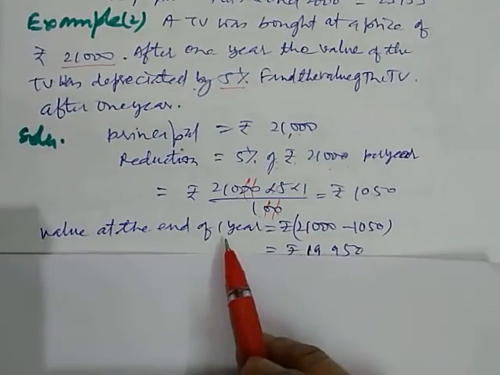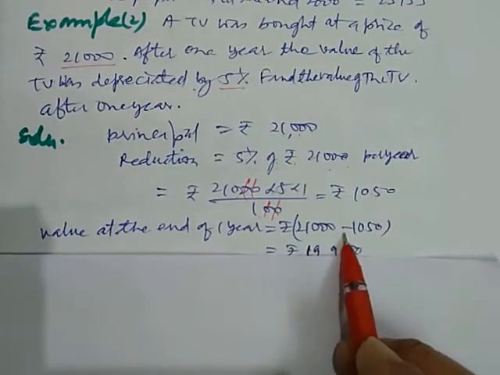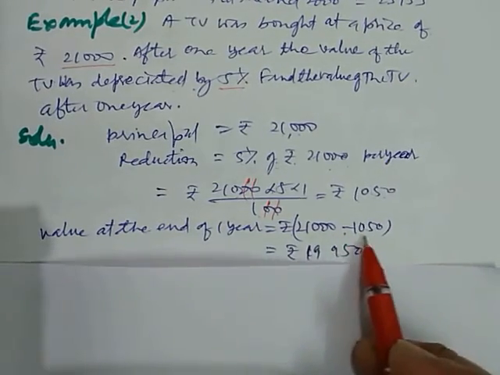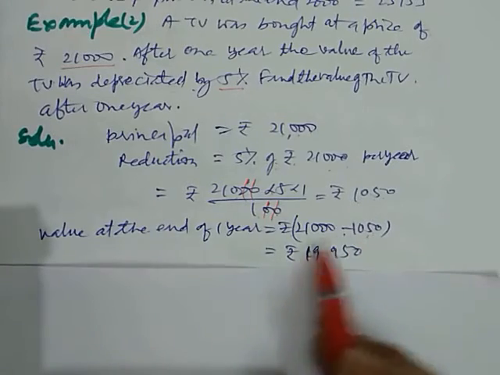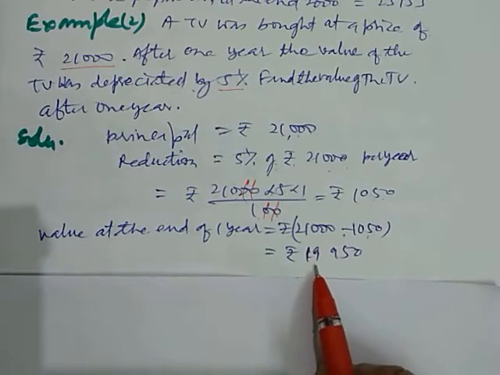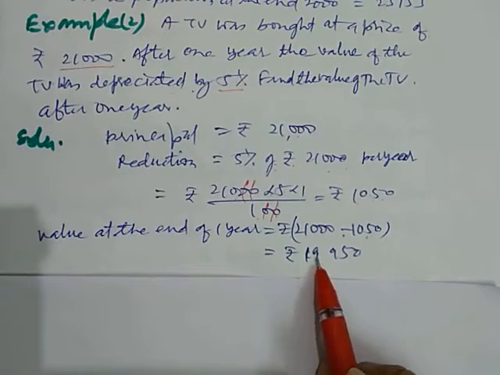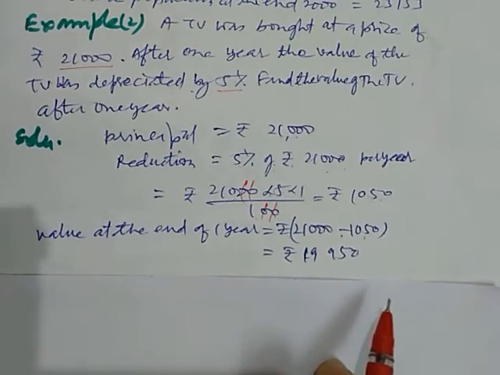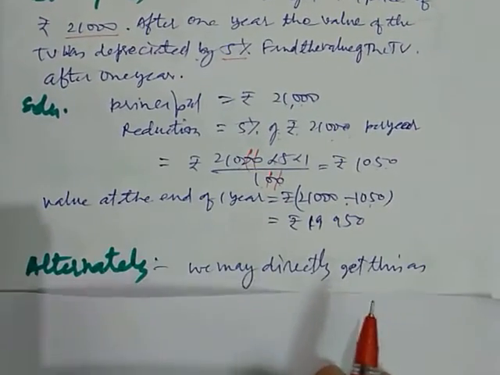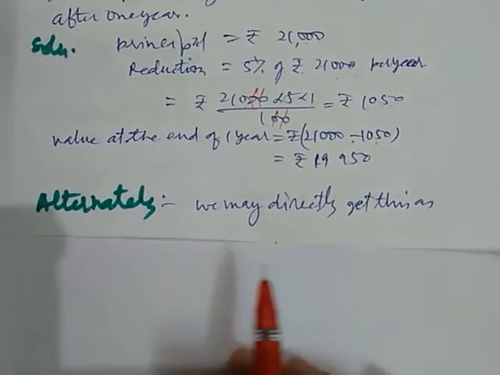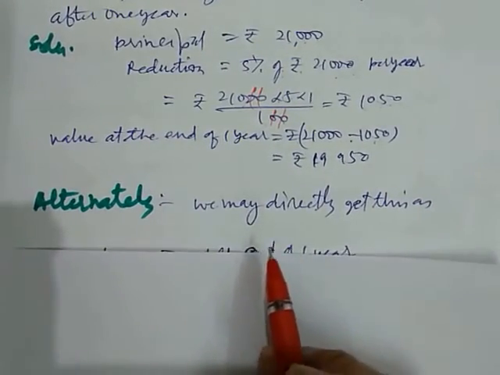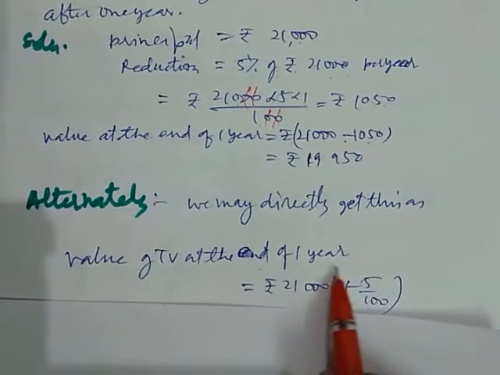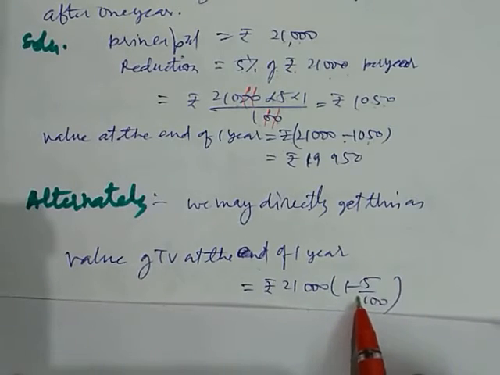So value at the end of 1 year is rupees 21,000 minus this 1050, because this is depreciation, so we reduce this. This is the reduction of price. So now the new price after 1 year is 19,950. So this way we calculate. But if we calculate this alternatively, that is by utilizing the formula, then how do we calculate? We may directly get the value of the TV at the end of 1 year by utilizing the formula.